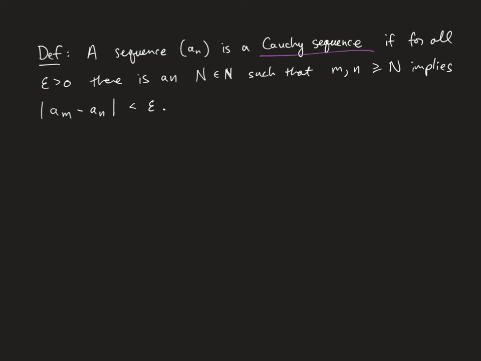But the other way is much easier. So here's a first theorem on this matter. If a sequence is convergent, then it's Cauchy. So convergent sequences are Cauchy.